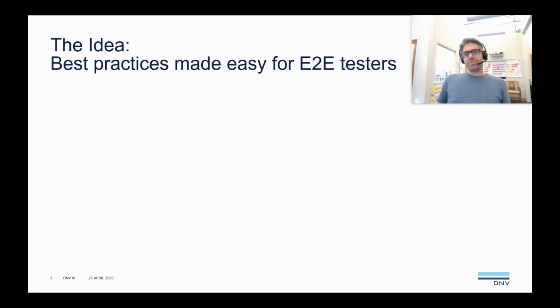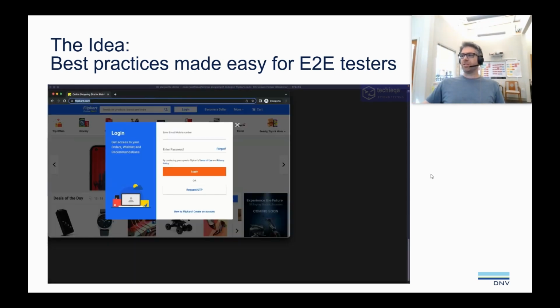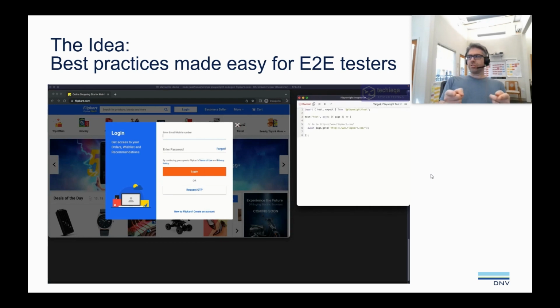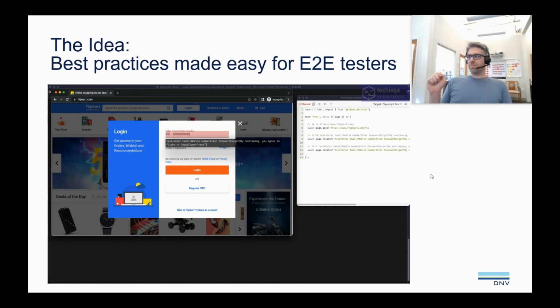So the idea was best practices made easy for end-to-end testers. To demonstrate what I'm talking about, I'm going to show Playwright an example of how it can do code gen. So this is a code gen recorder example. What you have is the page on screen, you enter stuff into the text boxes, and you can see on the right-hand side it's generating a bunch of code.